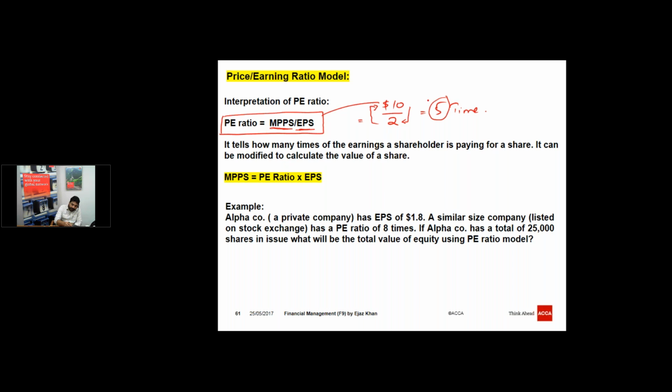So we can use the same ratio to calculate the price. It's just a reverse calculation. So let us arrange this formula for market price per share. The market price per share will be equal to price earning ratio times earning per share. So if we use the same example, let's say we were given the price earning ratio, which was 5 times, and we were given the earning per share of the company, and we were asked to calculate the market price per share. We'll multiply it with 5 to get the market price per share, that is 10 per share.